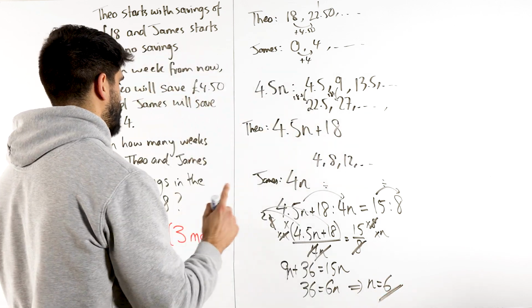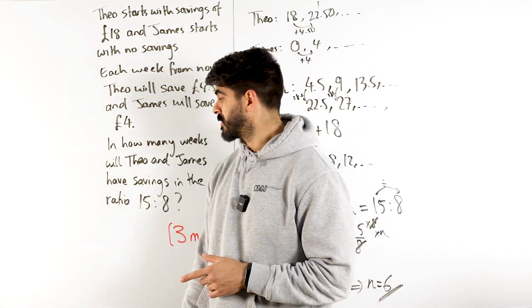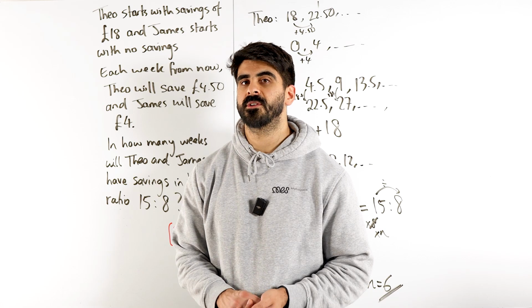So that's it. That's a tough question, guys. For only 3 marks, that would mean it would come towards the end of the paper. So cheeky algebraic ratios, but mainly linear sequences here.